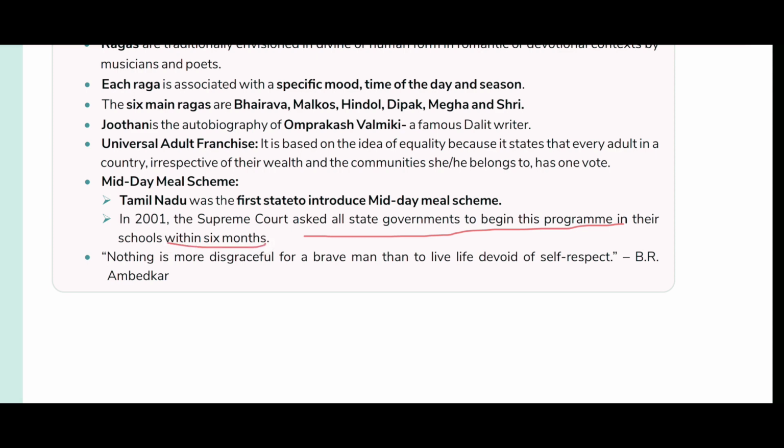Nothing is more disgraceful for a brave man than to live life devoid of self-respect. It is a quote by B.R. Ambedkar.